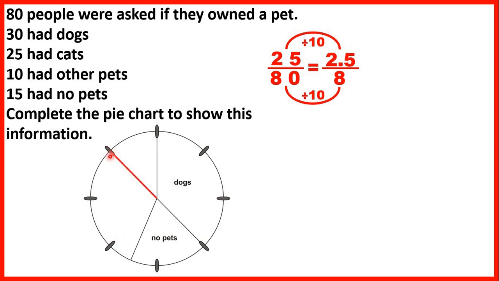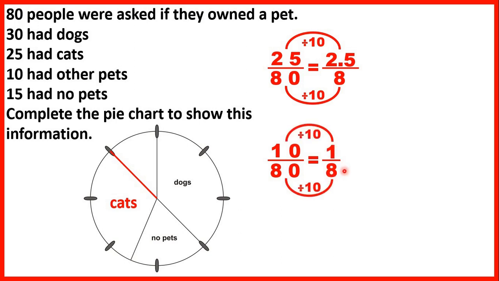So we know that the section for cats must be this section here, because that's 1, 2.5 of another one. And we know that 10 had other pets, so that's 10 out of the 80 people. And if we simplify that, or change it to an equivalent fraction with a denominator of 8, we have 1/8. And that makes sense because we have one part of our pie chart left. So that part is for other pets.